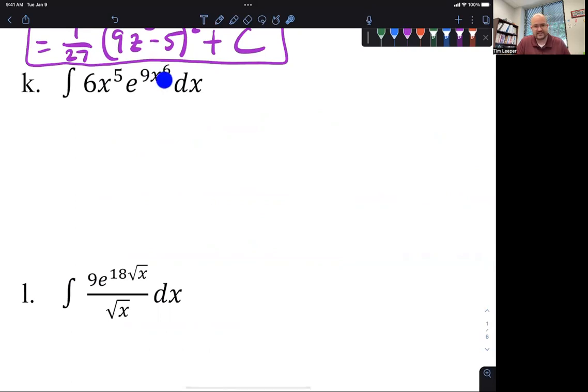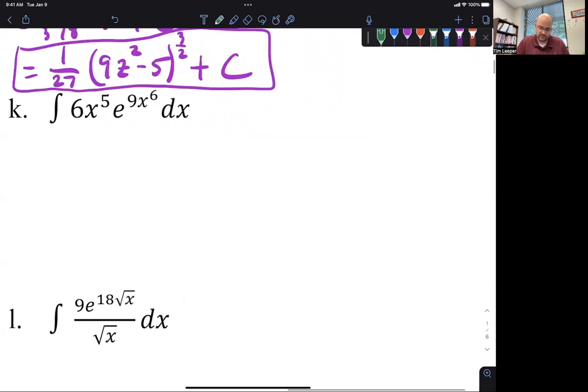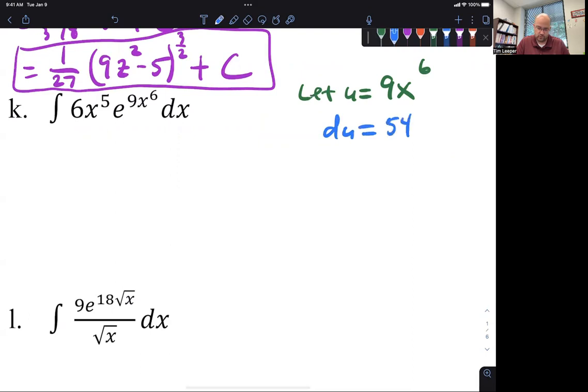Beyond that, though, notice that x to the 6th, its derivative is an x to the 5th of some sort, right? And notice that there's an x to the 5th here. So that's going to tell me that I want to let u here equal the exponent 9x to the 6th power. So the derivative of u, du, is 54x to the 5th power dx. Now, notice that we have 6x to the 5th and not 54x to the 5th.